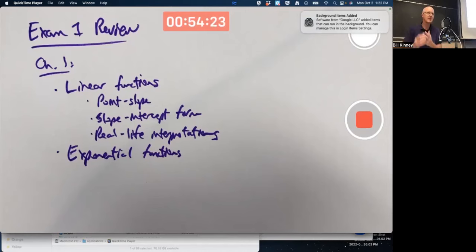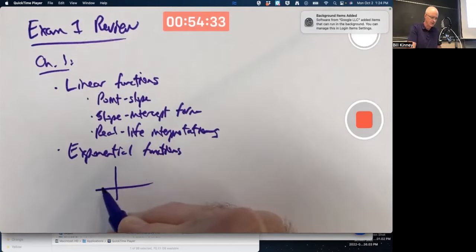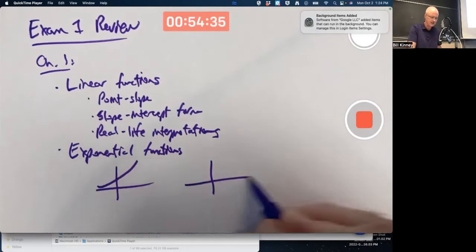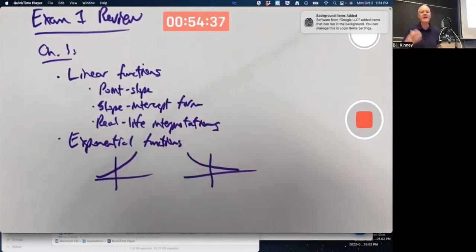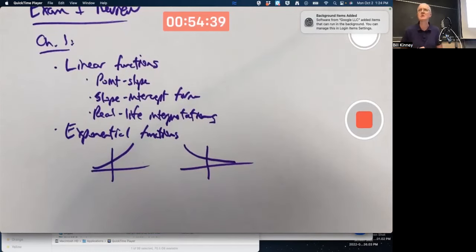Linear functions are nice and straight, simple, slope is constant, rate of change is constant. Exponential functions are not straight. Exponential growth looks like this. Exponential decay looks like this. But they are, in general, more commonly used in many modeling situations than, say, quadratics. Quadratics do have their applications, the most common of which is free fall.